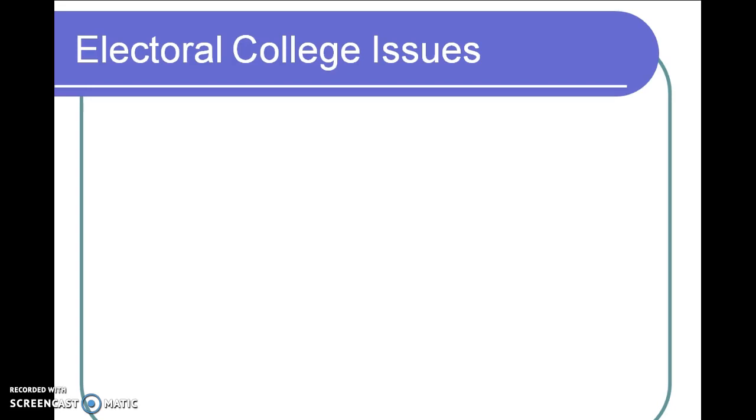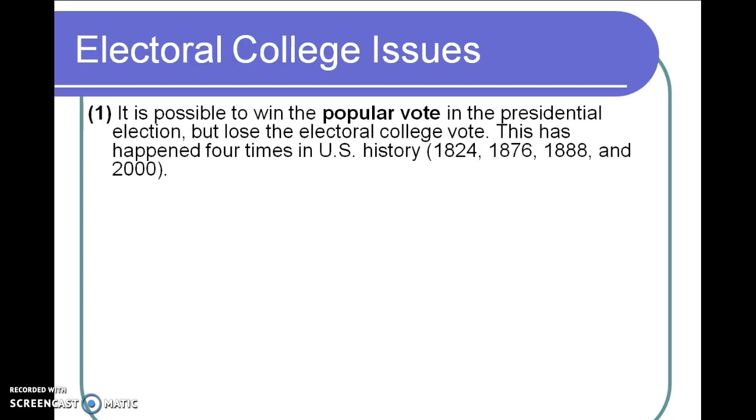There are a couple quick issues with the Electoral College that I wanted to show you. I already pointed this out. One of the things that people complain about, and that you're going to do some research on, is that it is possible to win the popular vote and lose the election due to the Electoral College. It's happened 4 times, and I'm going to have you look into those 4 times.